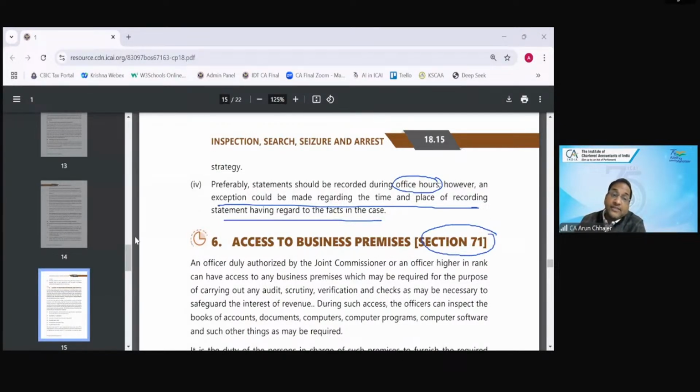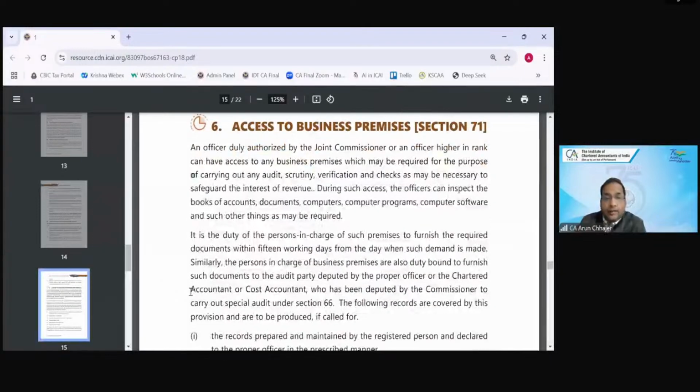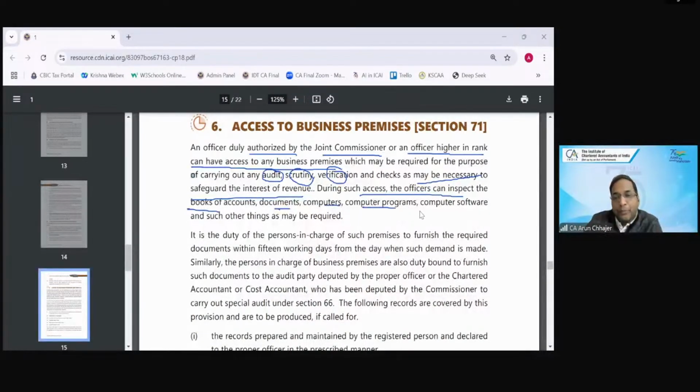Now section 71, access to the business premises. Meaning, if you want to access the business premises, how will you do it? Section 71: an officer duly authorized by the Joint Commissioner or an officer higher in rank can have access to the business premises, which may be required for the purpose of carrying out audit, scrutiny, verification, and checks as may be necessary to safeguard the interest of the revenue. During such access, the officer can inspect the books, documents, computer programs, and such other things as may be required.